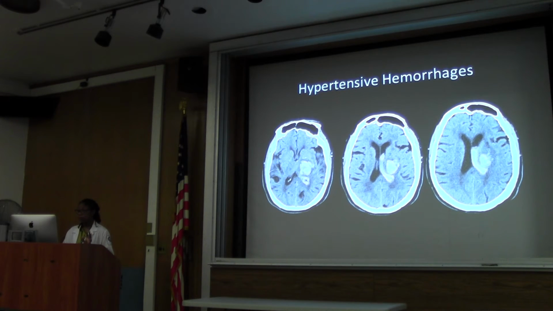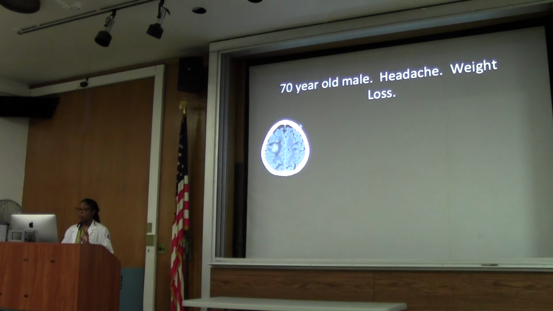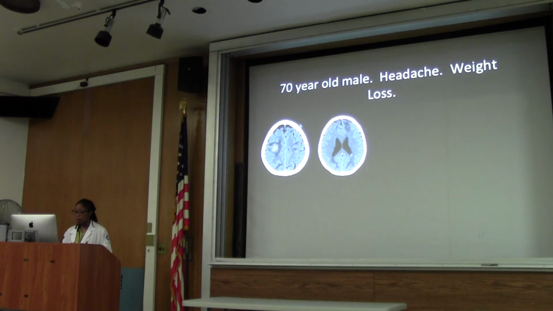Hypertensive bleeds. Good. So we have here a 70-year-old male with headache and weight loss. What do we see here? There's a very subtle hyperdense focus in the right parietal lobe. And then there's a lot of low density around it, which indicates that there's some edema. On another image, you can see here, lower down, that there's white matter vasogenic edema.